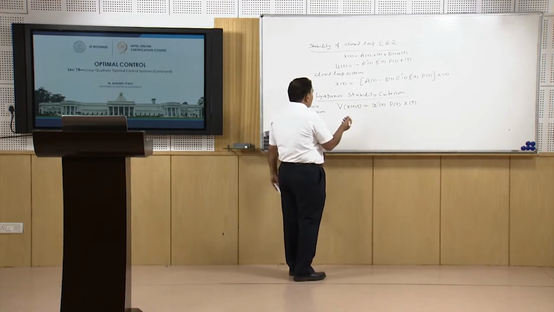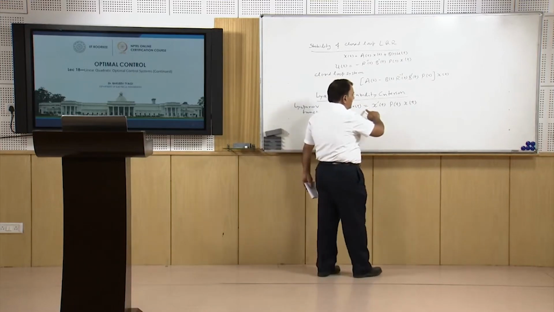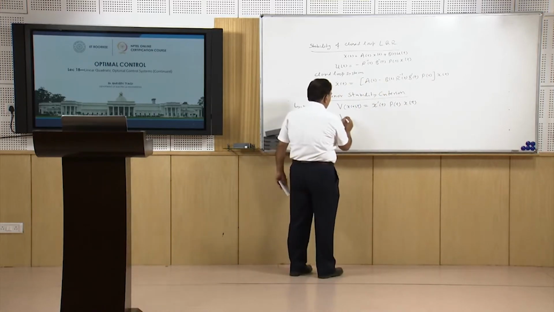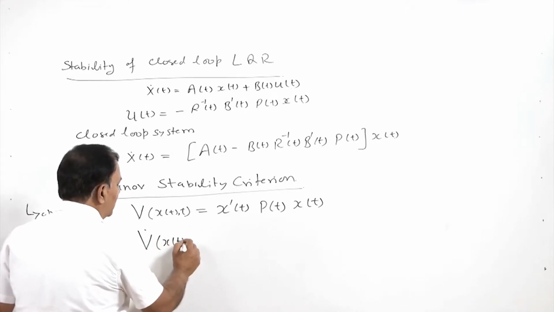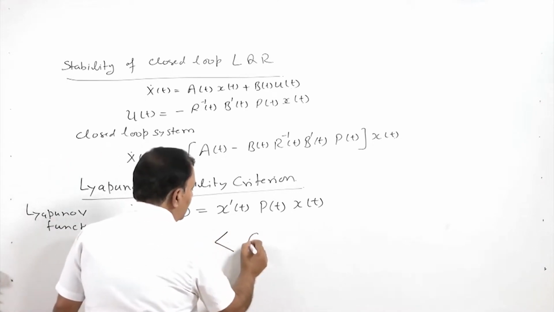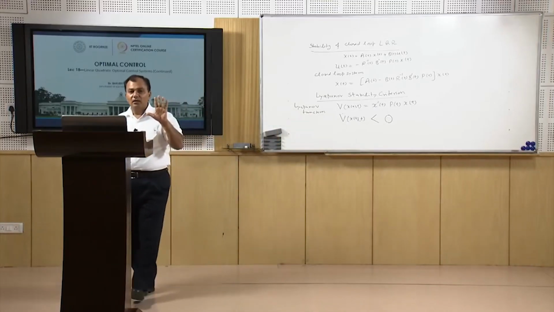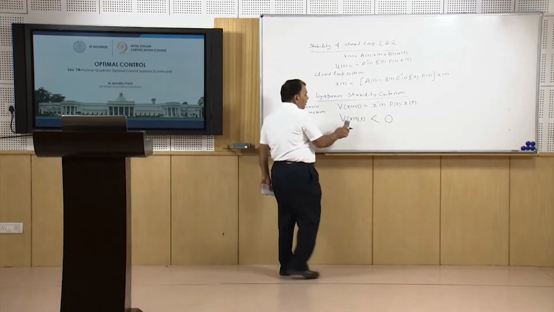What is my Lyapunov criterion? If I have a positive definite Lyapunov function, then V dot(x(t), t) must be less than 0. If V is this and V dot is less than 0, then I can say my system is a stable system. Now prove this V dot to be less than 0.